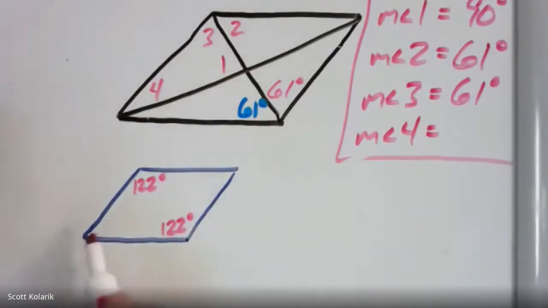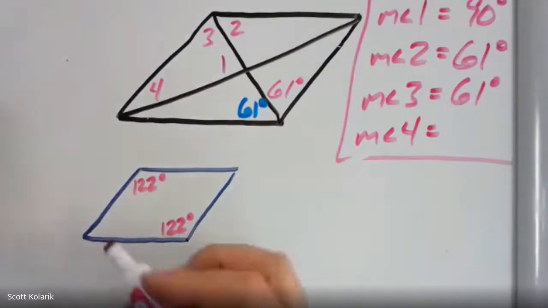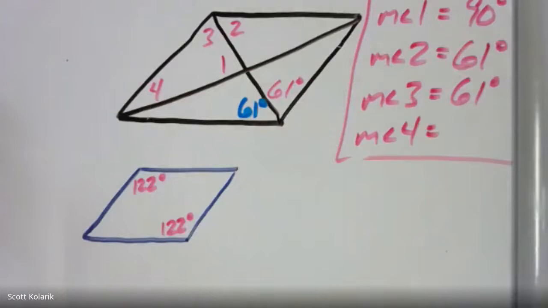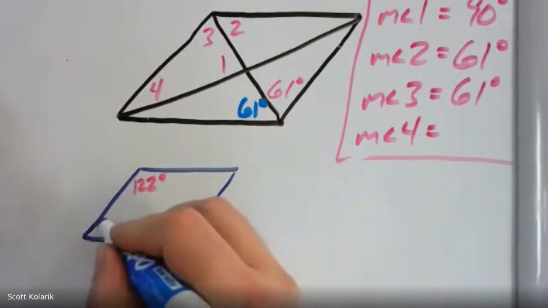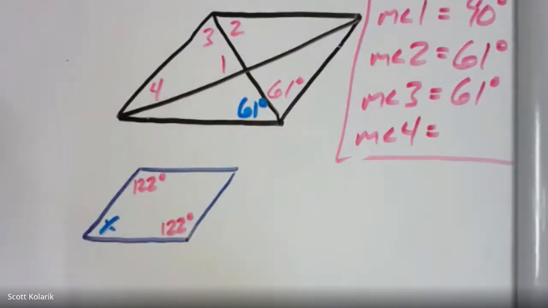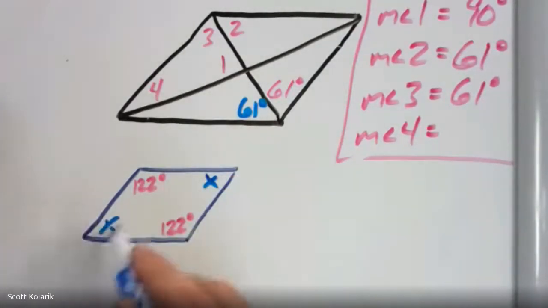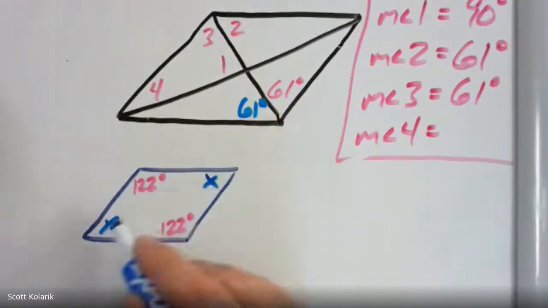Now, the piece that I don't know about are these guys. So these are unknowns. For instance, if I want to know this bottom left angle, let's just call that, say, X, because it's something I don't know. But because opposite angles are congruent in a parallelogram, whatever this bottom left corner is, the top right corner must also be the same. These two need to match.